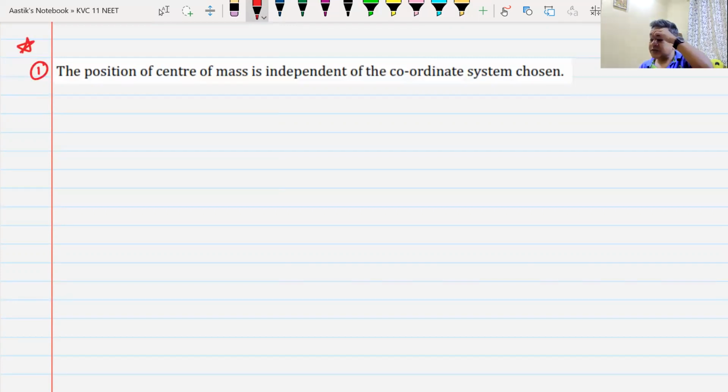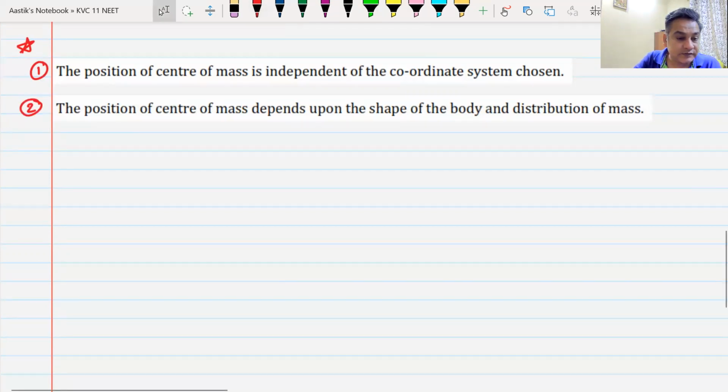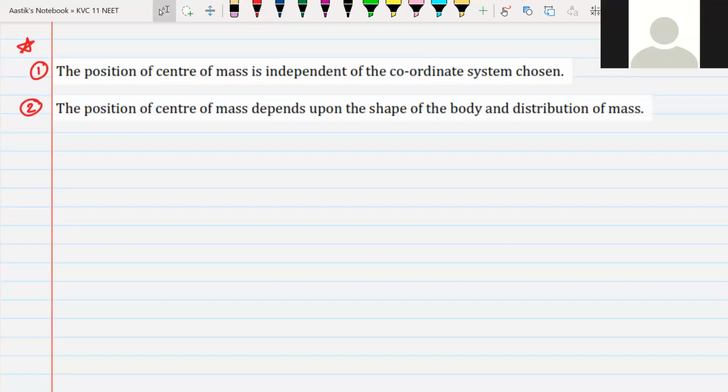Point number one, the position of center of mass of the system is independent of the coordinate system. So you choose any coordinate system, the position of the center of mass remains same. It does not change. Point number two, the position of the center of mass depends upon the size and shape and the distribution of mass.